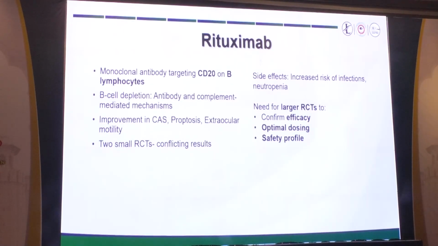Rituximab, this is something that is not unfamiliar to us. We are very well aware of the effects. It is a monoclonal antibody targeting CD20 on B lymphocytes, causing B cell depletion through antibody and complement-mediated mechanisms. Improvement in the score, proptosis, and extraocular motility has been documented. However, randomized clinical trials have had conflicting results, and from my conversations and our lectures with one of our faculty, as I mentioned, Dr. Hassan Shah, there seems to be less inclination towards rituximab as a treatment for moderate to severe Graves' orbitopathy.